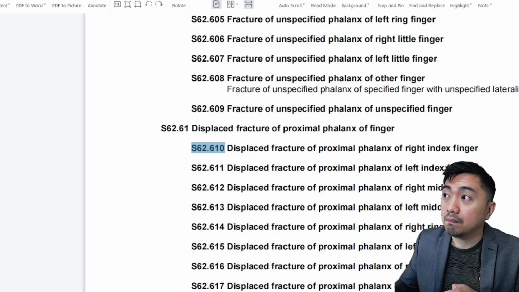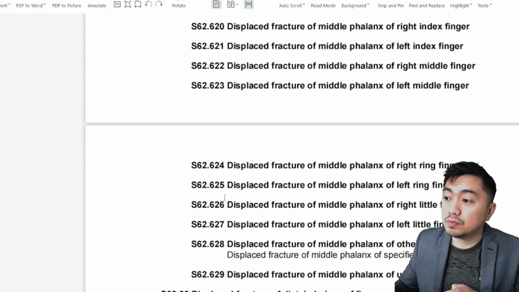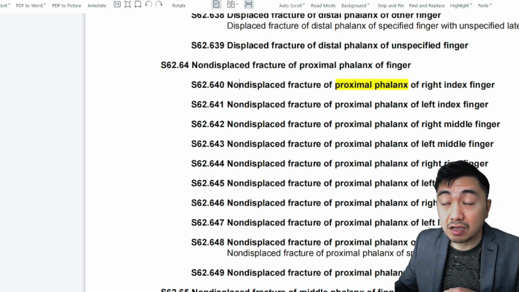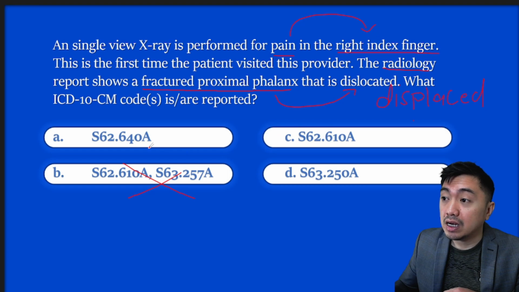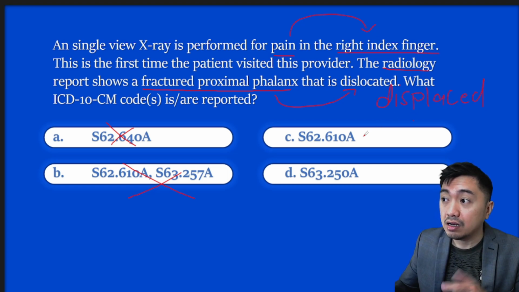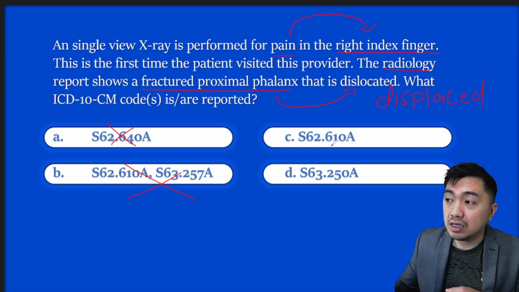S62.640. All right. Your S62.640 is your non-displaced fracture of the proximal phalanx. Number one, it's mentioned here as non-displaced. So as I've told you guys, it's a displaced fracture we'll be coding here. So we will be eliminating letter A. All right. Although it's not written that it's displaced, that's the default. Okay, that's the guideline.